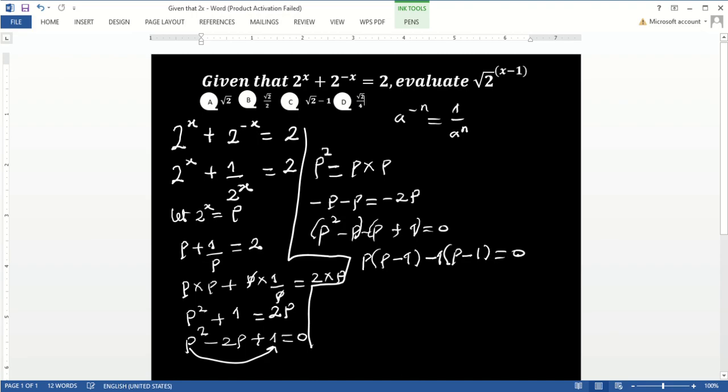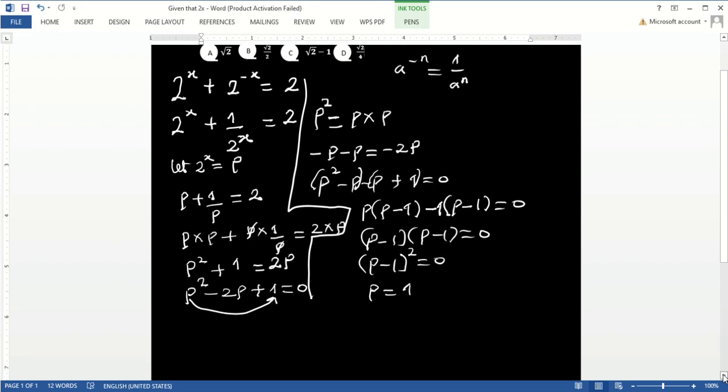You can see that what we have here is p minus 1 into p minus 1. So this becomes p minus 1 into p minus 1 is equals to 0. So here this is p minus 1 all square is equals to 0. So here we are having the same root. It means that p is equals to 1.